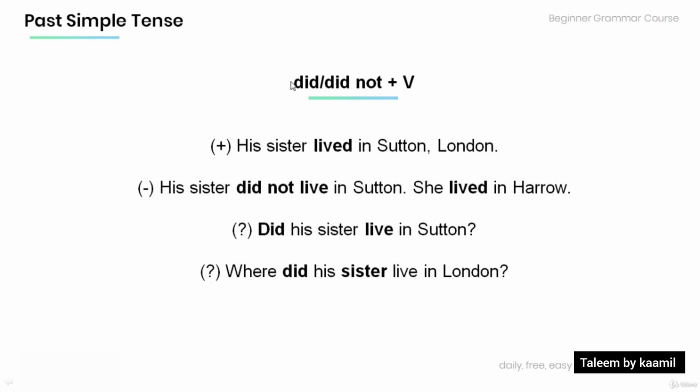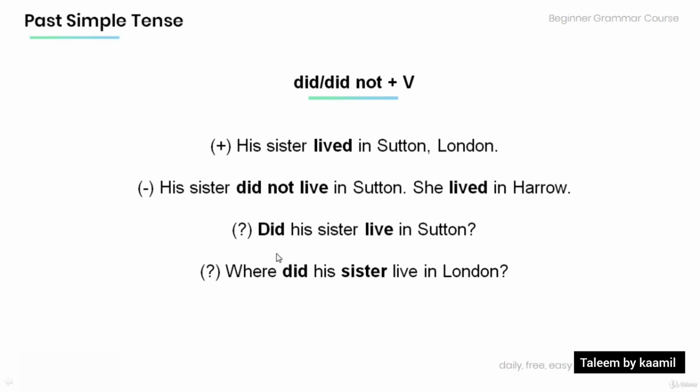Now let's have a look at the use of did or did not plus verb. Now let's start off with a positive sentence. His sister lived in Sutton, London. The negative form of this sentence would be his sister did not live in Sutton, she lived in Harrow. The question form of this sentence would be did his sister live in Sutton?